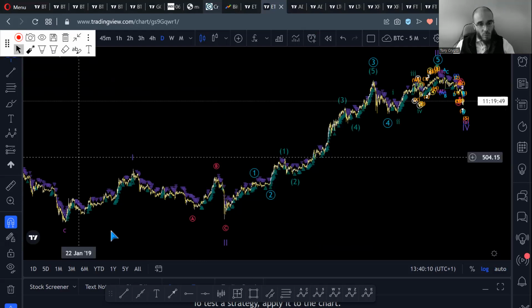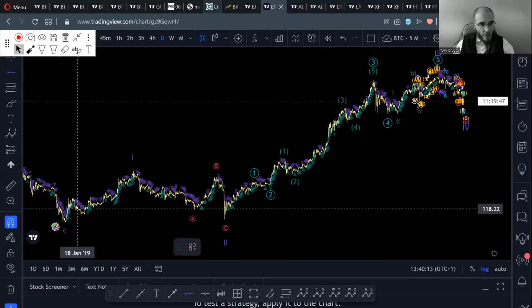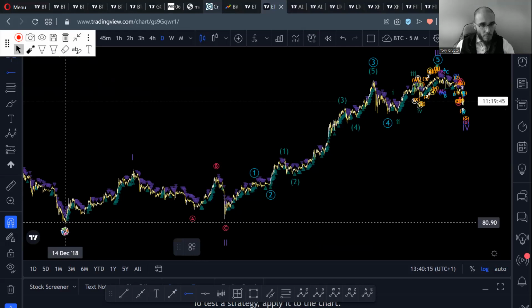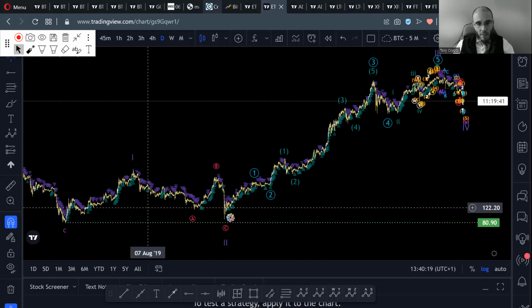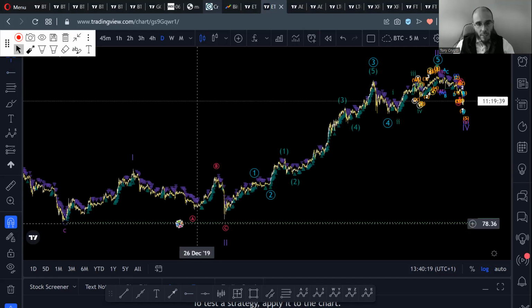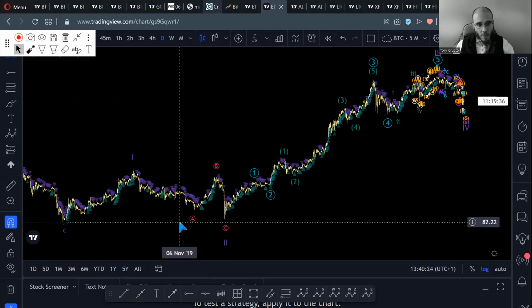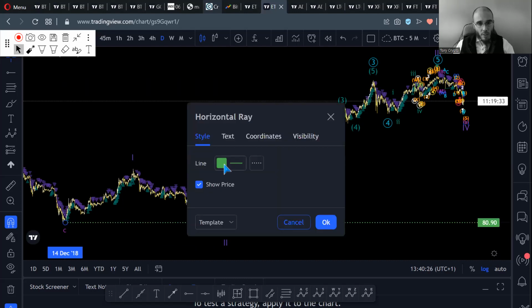I have to check if that was really the bottom and if the next wave C did not take it out. No, it did not. As you can see, if I put a line here, the next wave C did not take it out. So that was the bottom. Let me just change the color of the line.